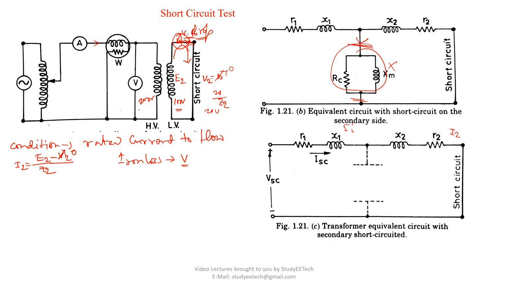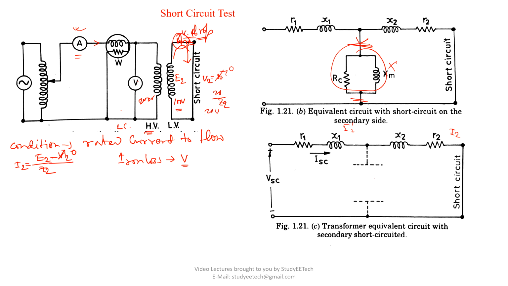Another question is, why have we connected the meters on the HV side? Number one, as you have seen, the rated current will flow. First of all, high voltage side means low current side, right? So on the low current side we can take a low range ammeter, that is enough. The same argument applies here: high voltage means low current, so a small range ammeter is enough to read this current.